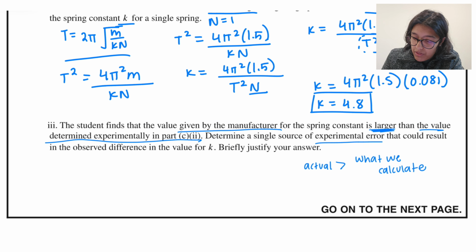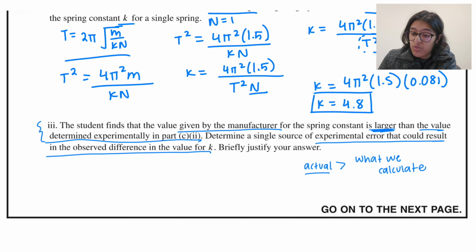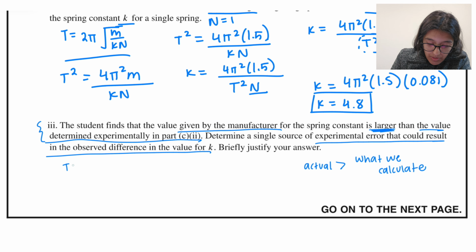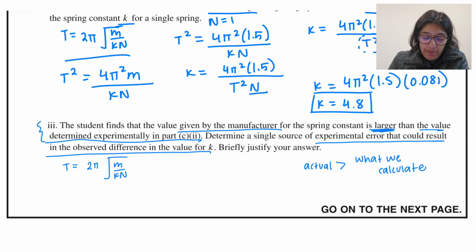There could be like air resistance, maybe the mass wasn't calculated properly, but I want to dive a bit deeper into that because they say a really important thing in the first line. They say that the actual value of K was greater than what we calculated as a value of K. So once again, I'm going to go back to this equation, of course. So I'm going to just rewrite it. T is equal to 2 pi square root m over kn. And over here, what I realize is that t is inversely proportional to square root of n. In other words, if n increases, then time period will decrease. I also notice that t is inversely proportional to square root of k.